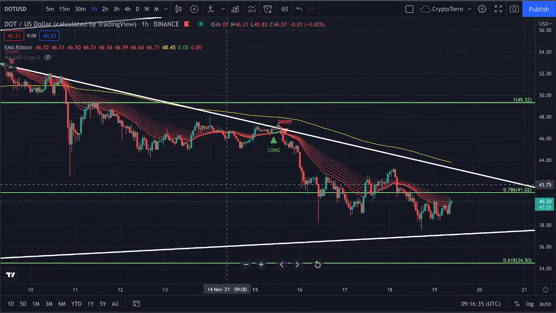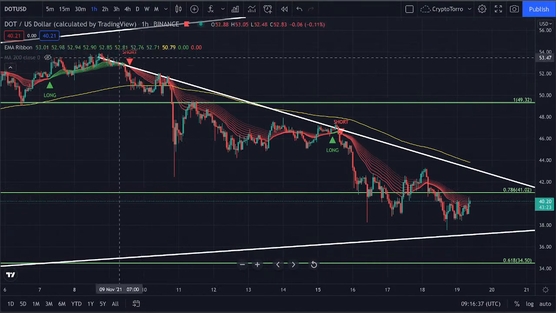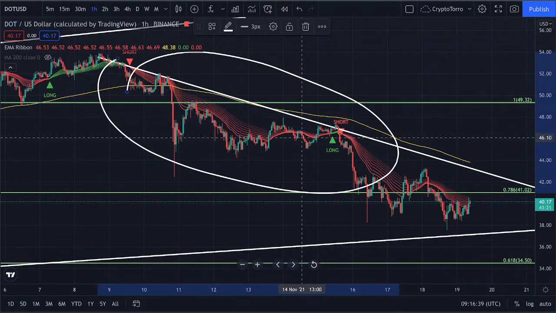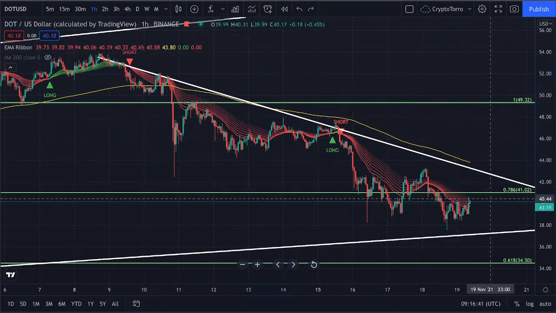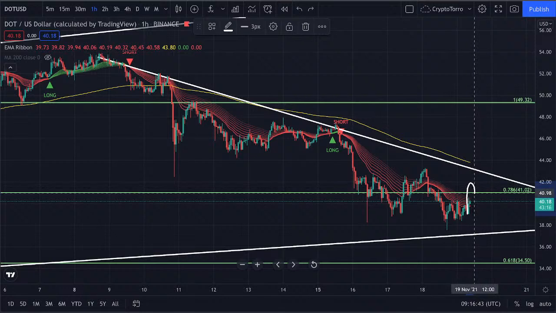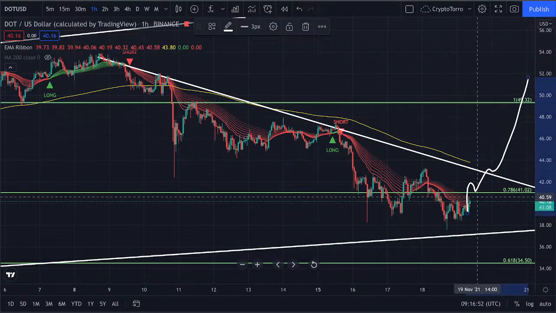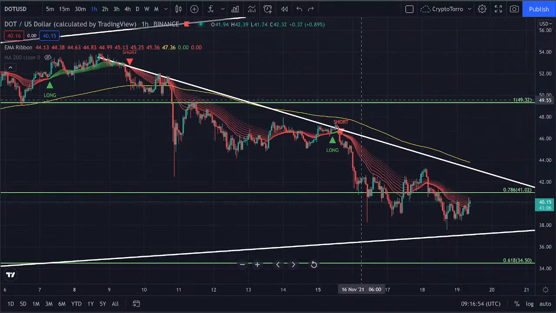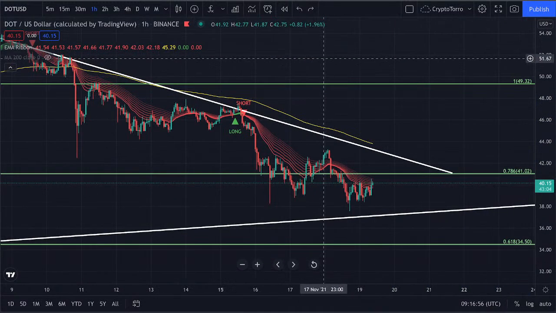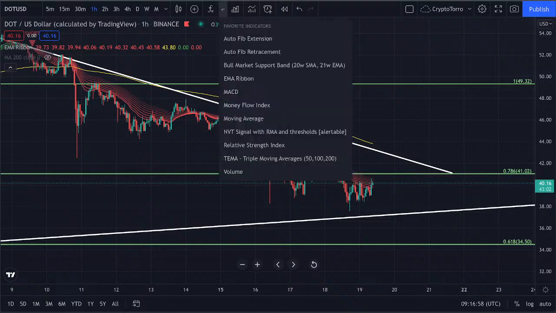The EMA ribbon on the 1-hourly time frame has served as a major level of resistance above us for quite a while already, and we would like to actually see a breakout occur above it, find support on top of the 0.786 at $41, and continue with the movement towards the upside, eventually breaking out above this descending resistance. So this does actually look very good to me, and what I must admit is that I have to take a look at the MACD as well.